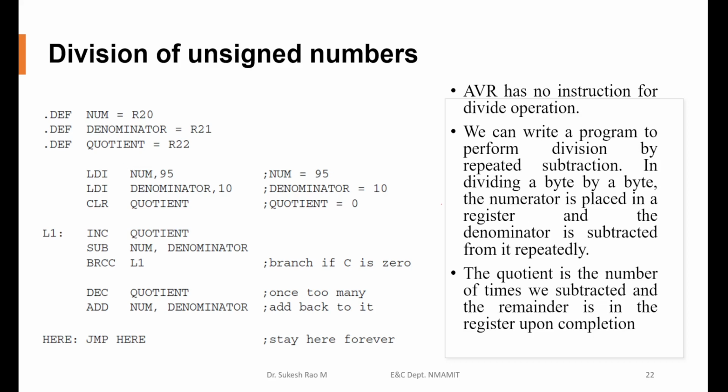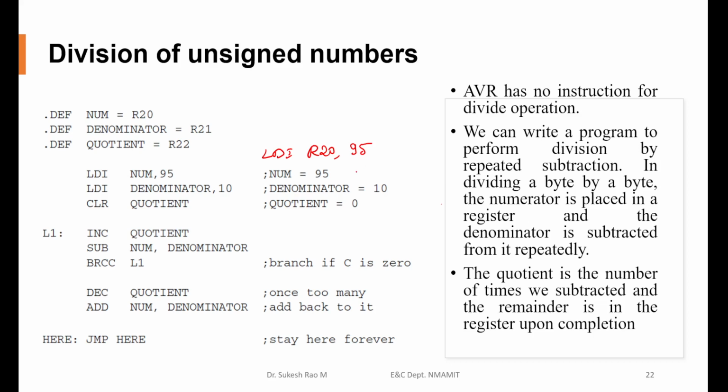So here you see LDI num, comma, 95. It is nothing but LDI R20, comma, 95, so actually it is replacing num with 95. Okay, that's what the meaning is. So I'll be taking this 95 value to num.